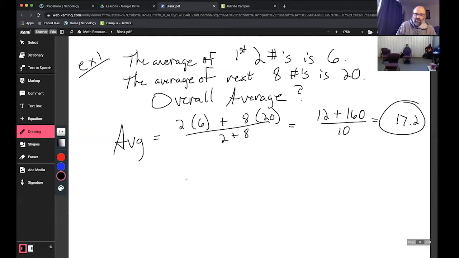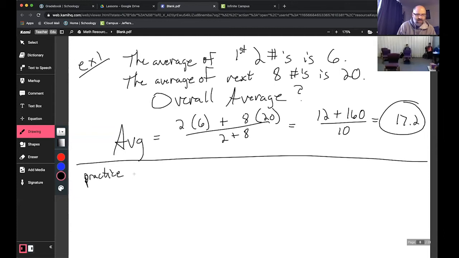Do you guys want to do one more example and then we'll move on? Here's an example. This is actually a practice problem. It's not a problem set problem. It's just practice A.